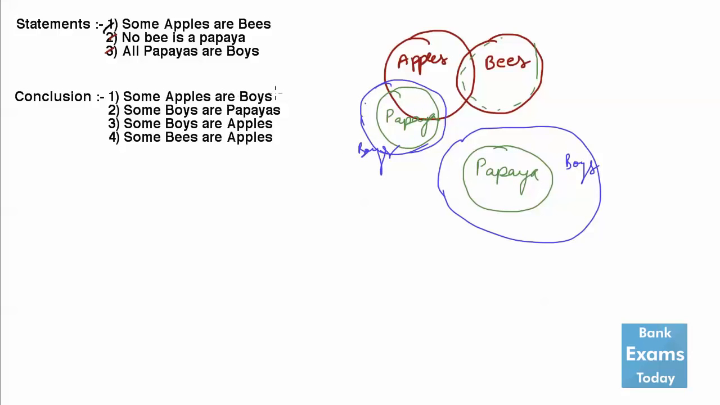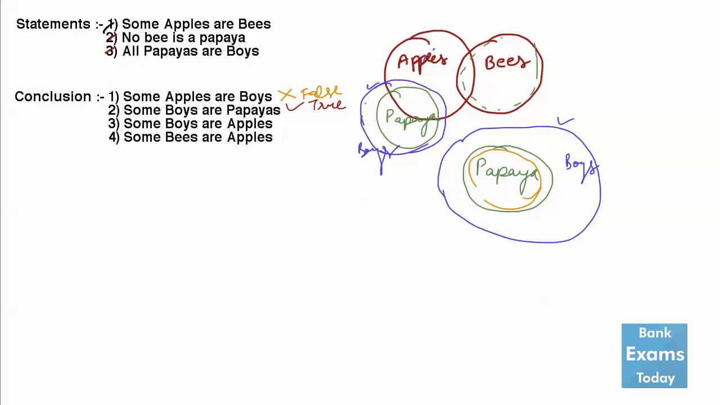Some apples are boys. So if we look at this one, it is right. But there is a second possibility. So here is no relation between apples and boys. So this conclusion can't be found. This is false. Some boys are papayas. Yes, this one is right in both of the situations. The papaya part is also boys. So this one is true.